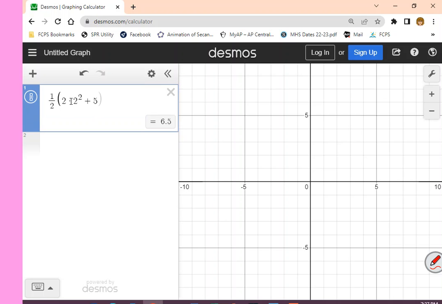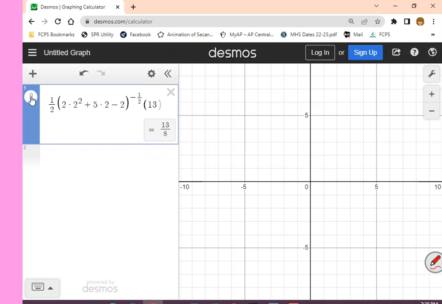5 times 2 minus 2, to the, and I use my caret, -1/2, times 4x plus 5. So that turned out to be 13. So you can see you get the decimal. You can click this to turn it into a fraction.